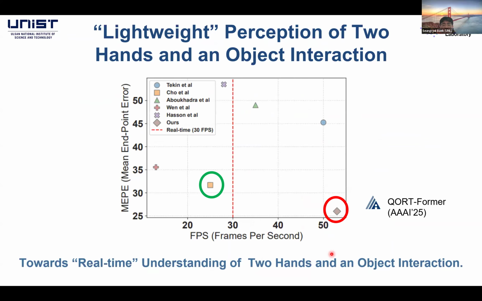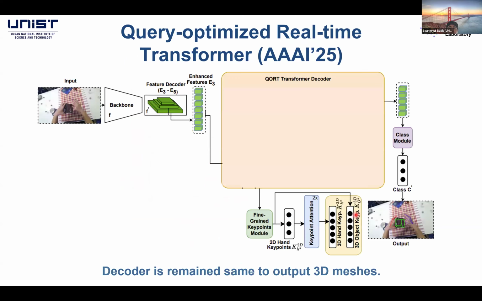Compared to Cho et al., our work in CVPR 23, this is the speed axis. If you go in this direction, it means it is faster, and if you go in this direction, accuracy becomes better. The previous CVPR 23 work is located here. It is not real time and the accuracy is limited. But here we are making our pipeline real time and increasing the accuracy.